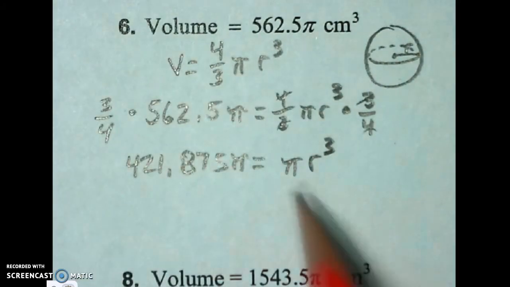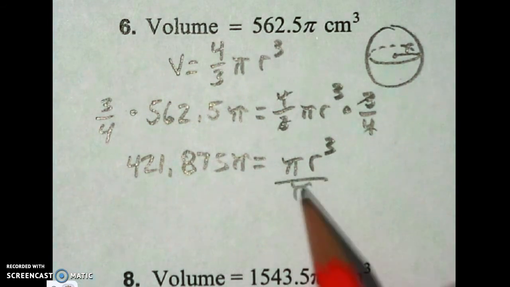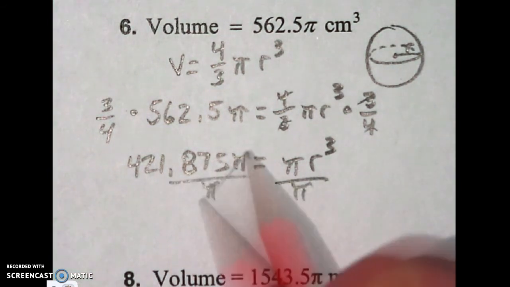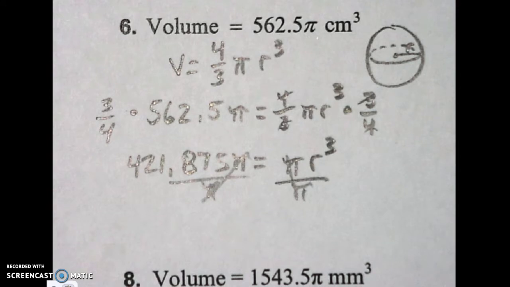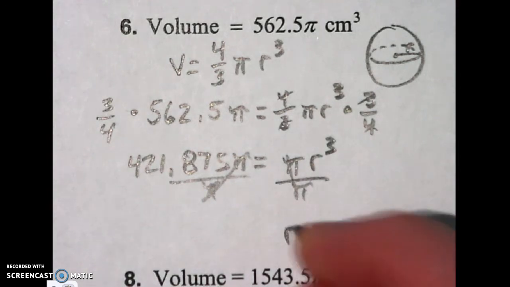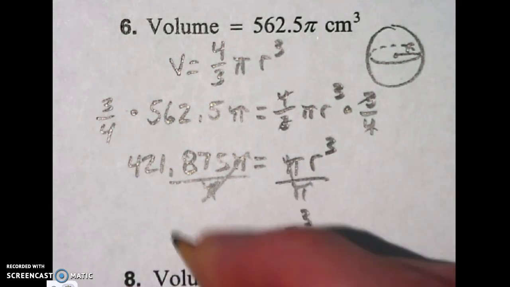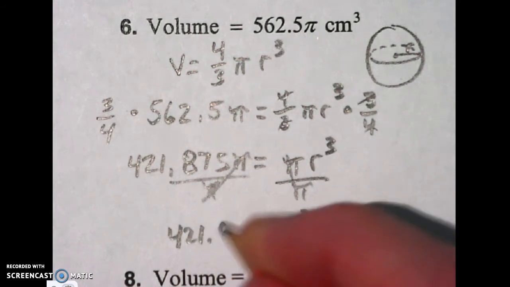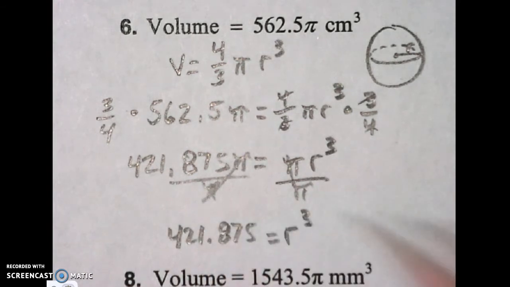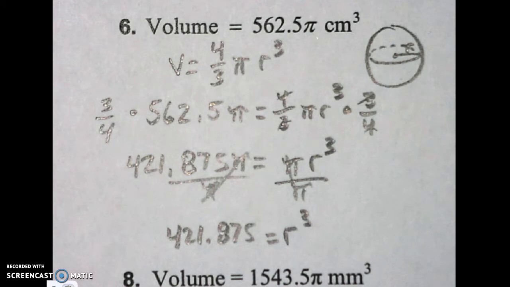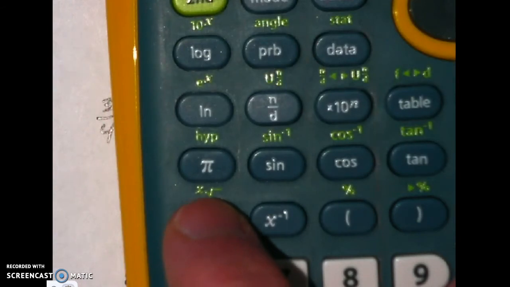Okay, we're going to divide both sides by pi to get rid of the pi. Nice thing is both sides have pi, so it cancels out. And we have r to the third power equals 421.875. Our last step is going to be using the cube root key. Cube root key is right here. It's this x root key there in green.